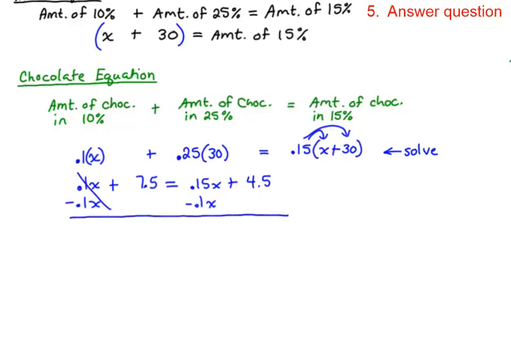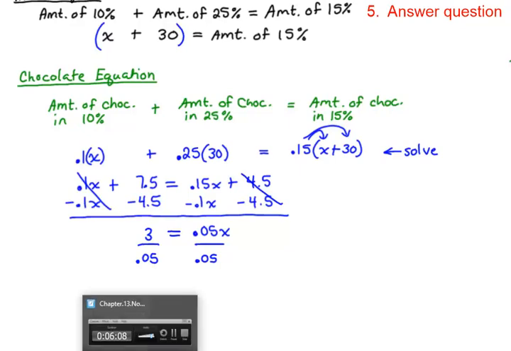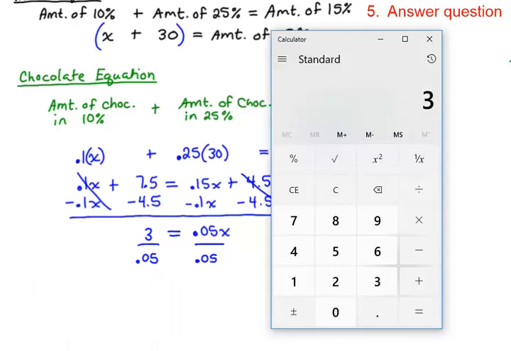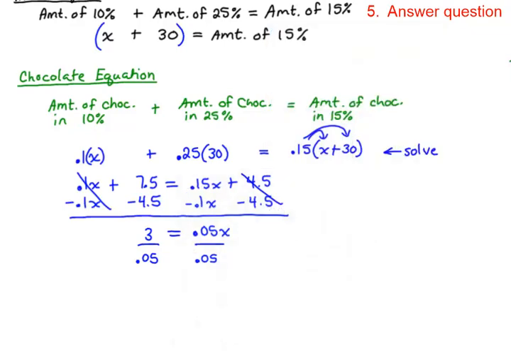And I'm going to get 0.05x, and then I'm going to subtract 4.5, and I'm going to get 3. Okay, then we divide by 0.05, and so let's do that. So 3 divided by 0.05, and we get 60. So we're saying that 60 equals x.